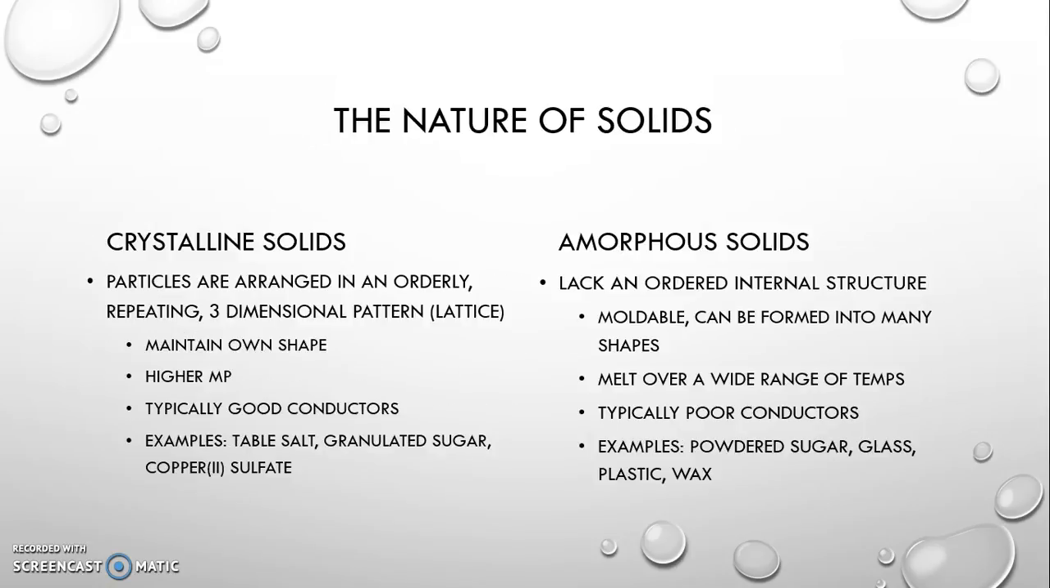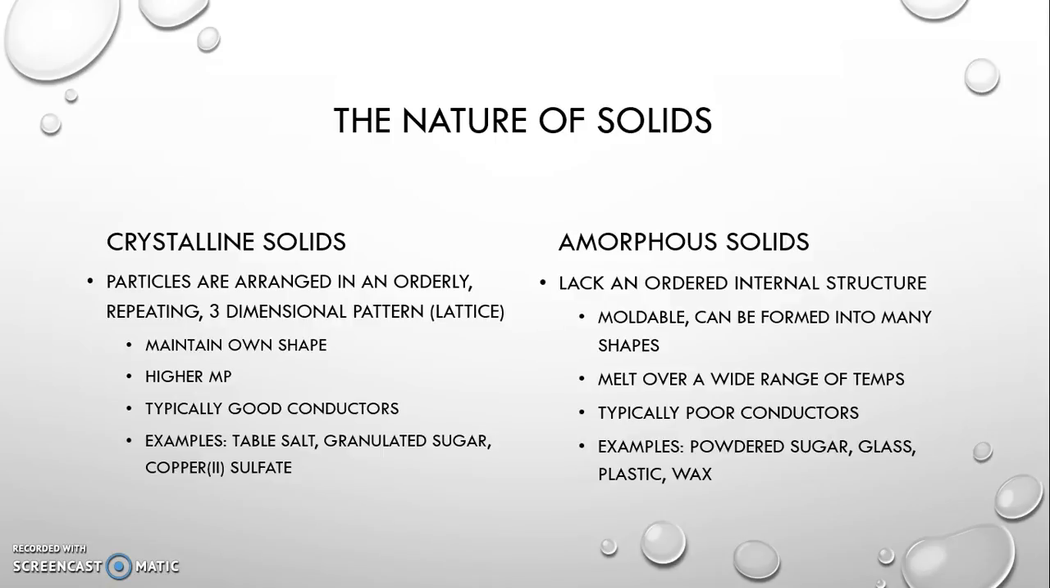All right, so nature of solids. We have two different types of solids that we need to talk about. We have our crystalline solids and we have our amorphous solids. Okay, so a crystalline solid is something that's going to be nice and neat and pretty, and it's crystal in shape. Particles are going to be arranged very orderly. They're repeating. It's a three-dimensional pattern like a lattice.